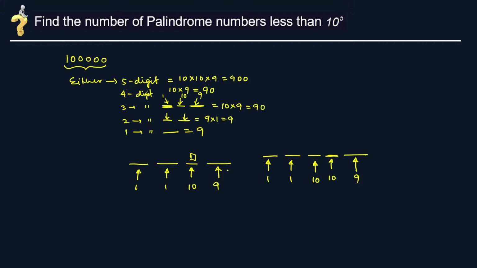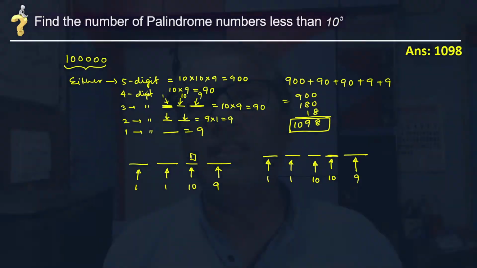Therefore, the total number of palindrome numbers which are less than 10 to the power 5 will be 900 plus 90 plus 90 plus 9 plus 9. So that gives us how much? 900, 180 and then 18. So it's 1098. So how many palindrome numbers are there which are less than 10 to the power 5? It is 1098. Have you understood?